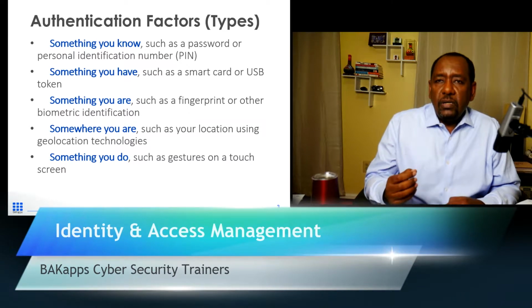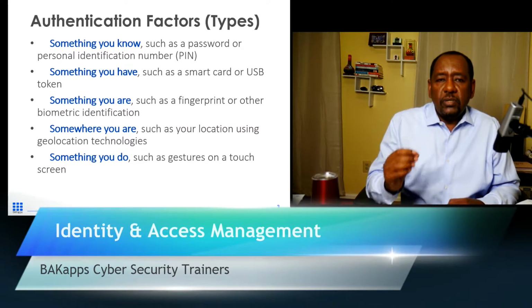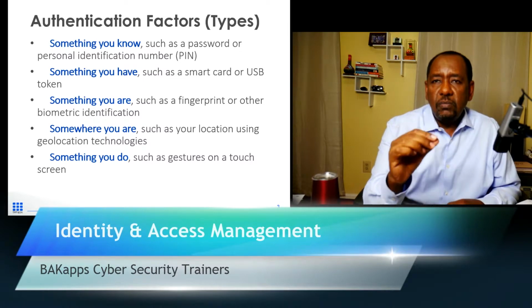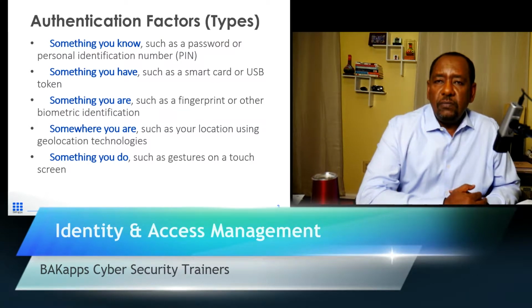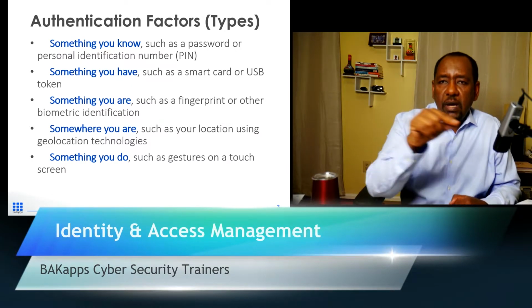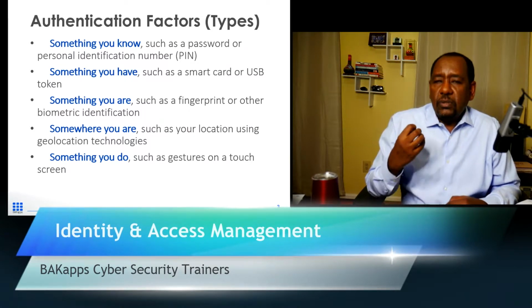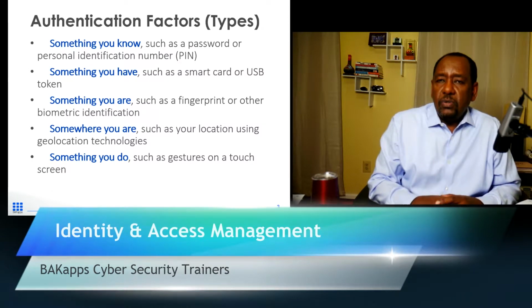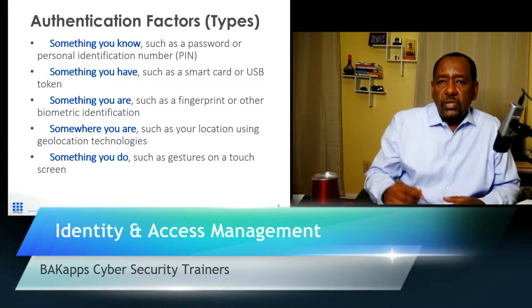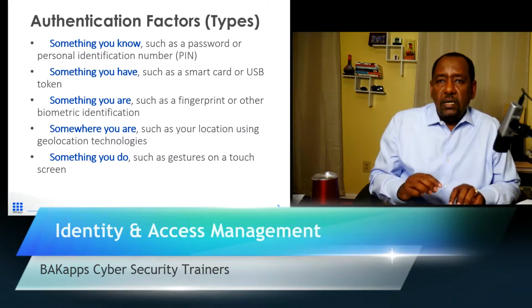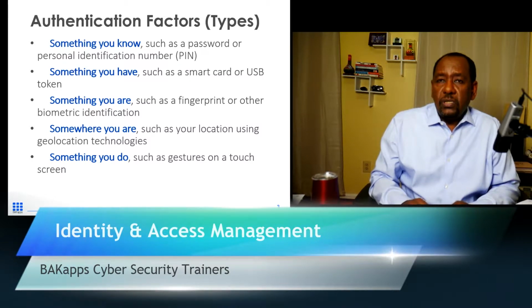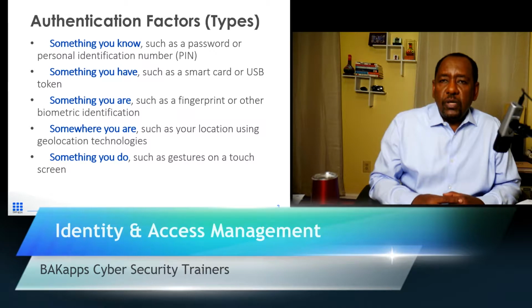And then the last authentication factor, or authentication type, is what we call something you do. This is also currently very popular among cell phones. You bring your finger and draw some kind of gesture, and the screen is smart enough to capture your gestures. Something you do can be as simple as a gesture, and it could be as complex as the system identifying who is using a keyboard by measuring the typing speed. So this is what we call authentication factors.